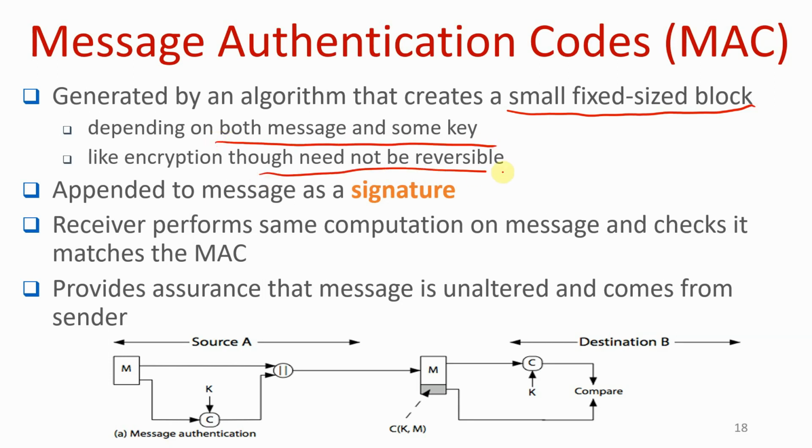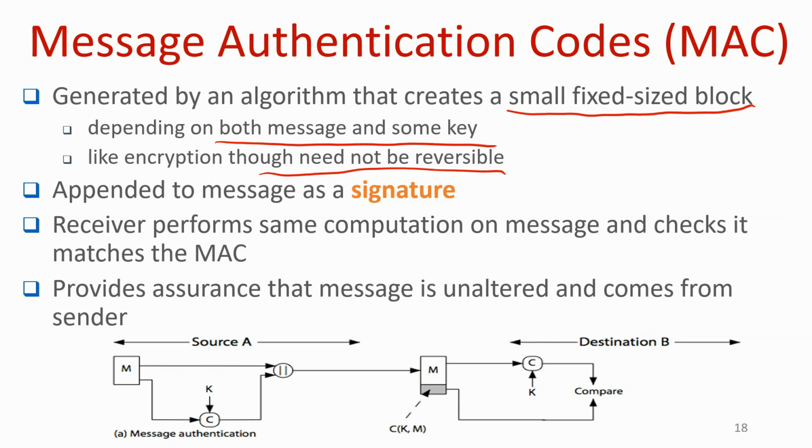However, it need not be reversible. A message authentication code is generated using an algorithm. You give it the message and you give it a key. It's a symmetric key. And out comes a message authentication code, which is a small fixed size block. Even though the size of the plaintext message may be variable, the output, which is the MAC, is a fixed size block that is a function of the message itself and of the key.